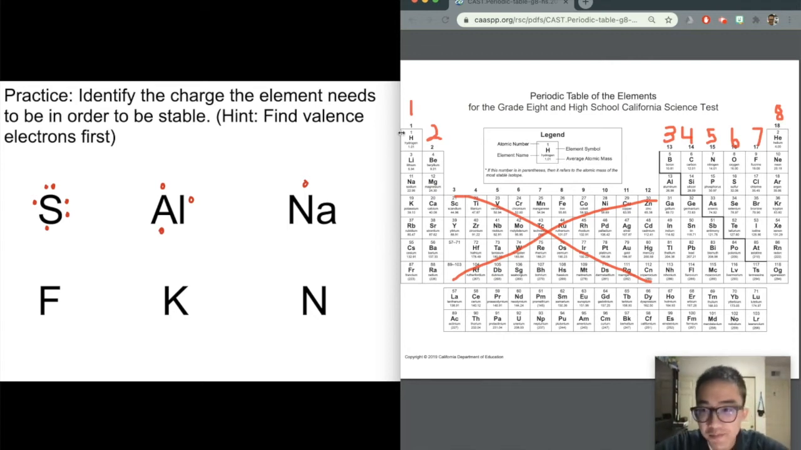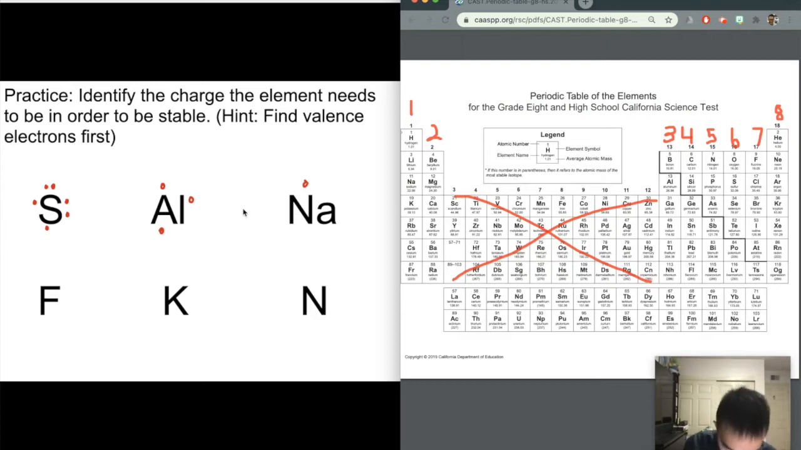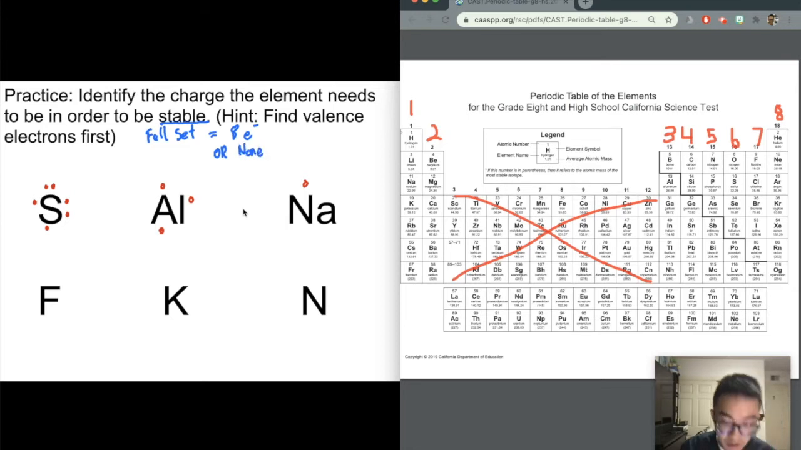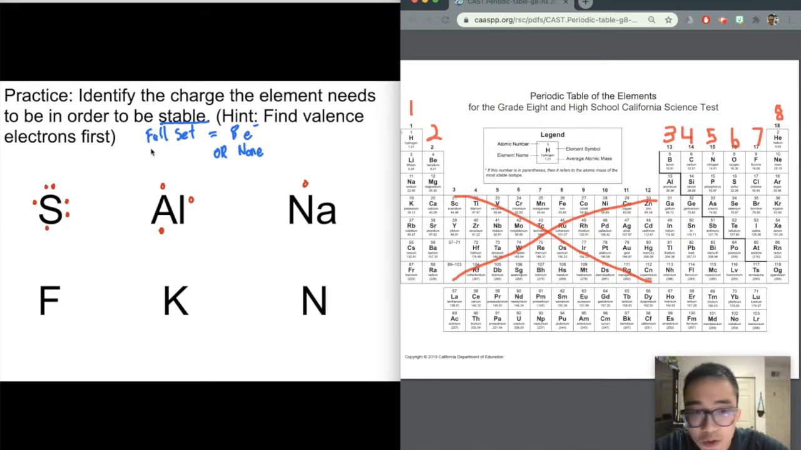depending on what column it's in for valence electrons. All right, part 2 is we're going to determine how to find the charge of the stable ion. So to do that, we first have to find the valence electrons, which we did. And the key thing to note is that if you want to be pretty much stable, you're going to need to have a full set. So that's going to be usually 8 electrons or none, or 0 electrons. And I'm going to show you in a little bit why it's also okay to have none.